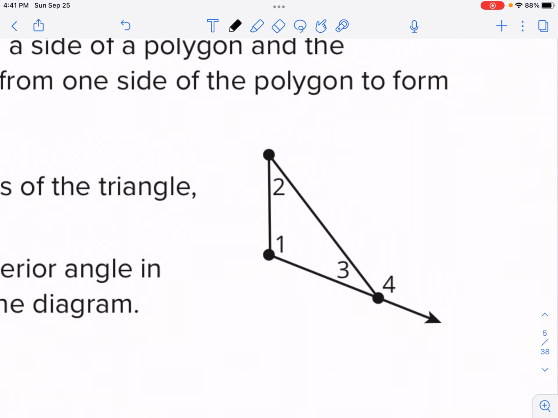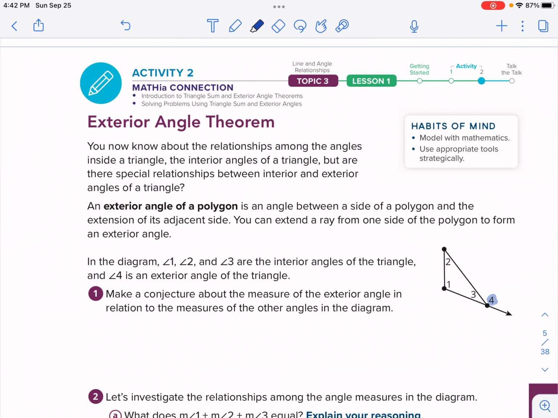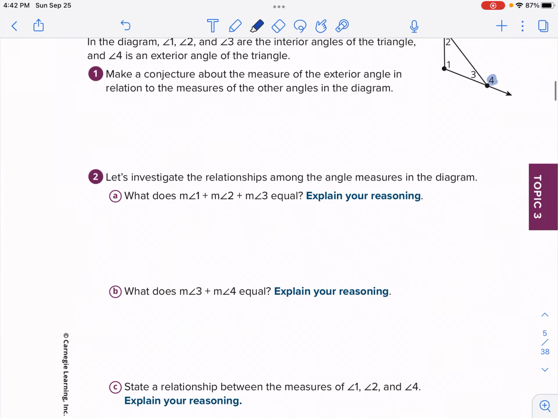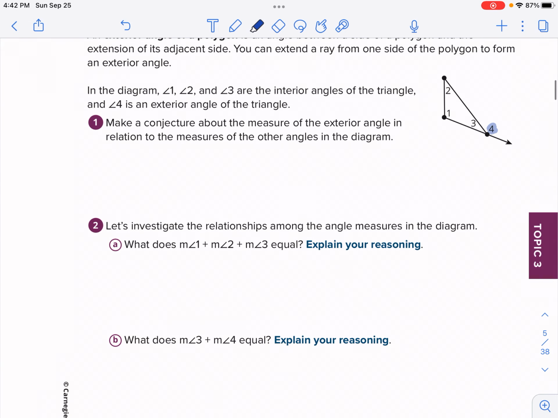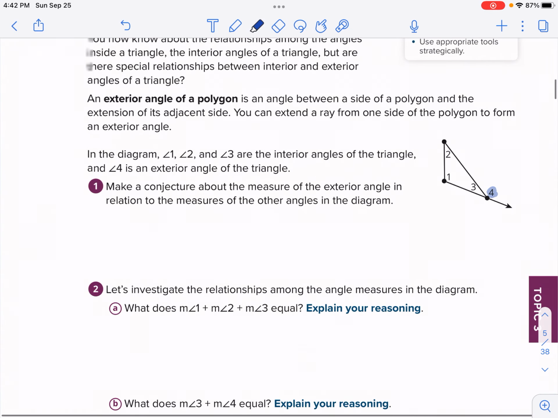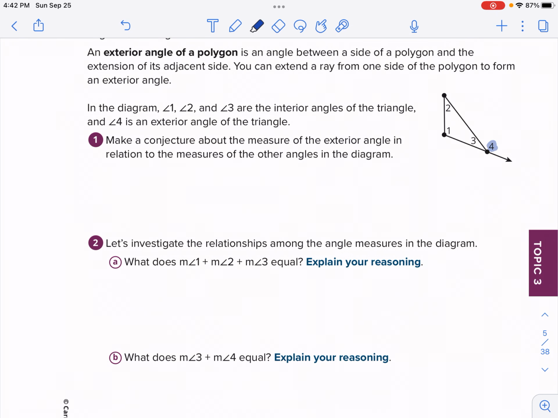The exterior angle of a triangle, so 1, 2, and 3 are inside of it. The one that's exterior is this one, which is number 4. It's on the outside of the triangle. Okay, so something we need to note here is we're going to come up with another rule. Right? What rule can we come up with these problems? And we're actually going to work on a couple of these problems here. So I'm going to skip number 1. So we're going to go to number 2. What does measure of angle 1, 2, and 3 equal? We know that angle 1 plus angle 2 plus angle 3 equals 180.